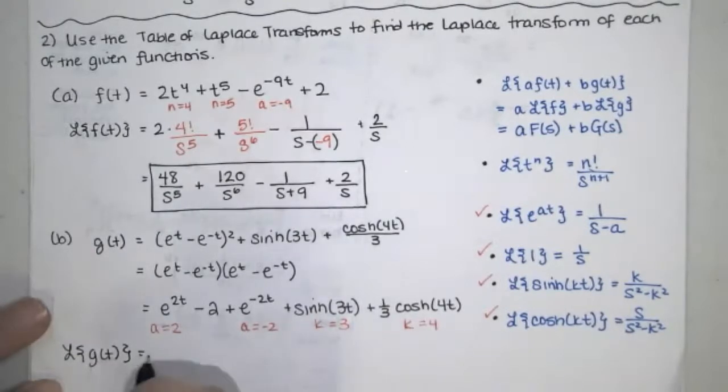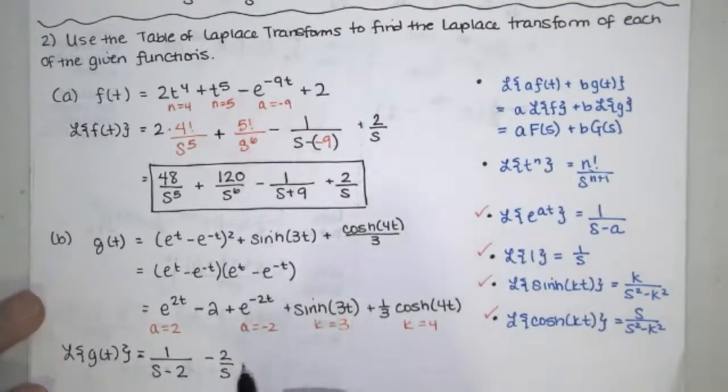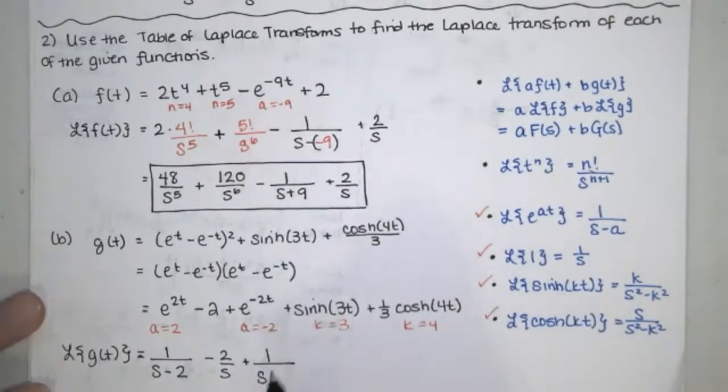We get 1 over s minus a, where a is 2. And then the Laplace transform of negative 2 is negative 2 over s. It's just negative 2 times 1 over s. And here we'll have 1 over s minus a. Subtracting a negative 2 is the same as adding 2. Then here, for hyperbolic sine of 3t, k is equal to 3. So we're going to have a 3, that's our k, over s squared minus k squared.